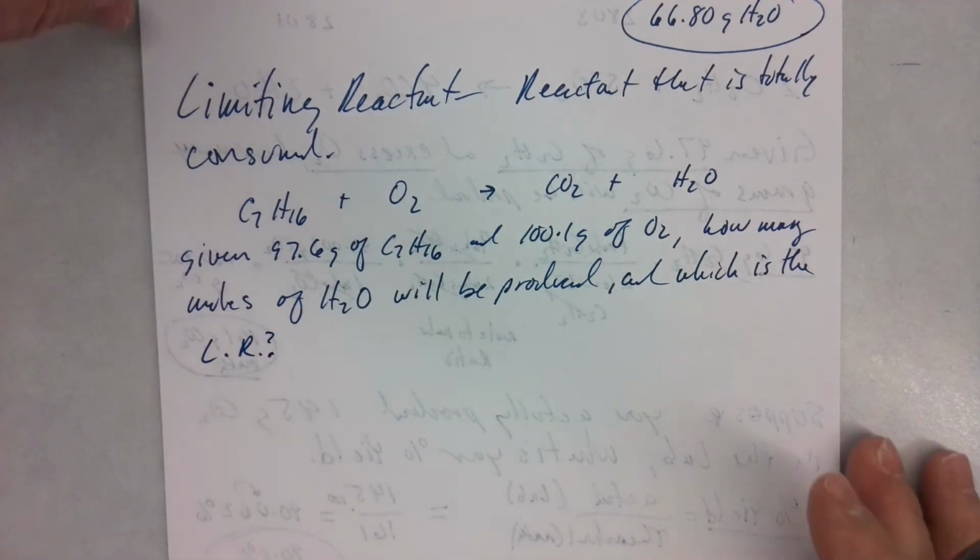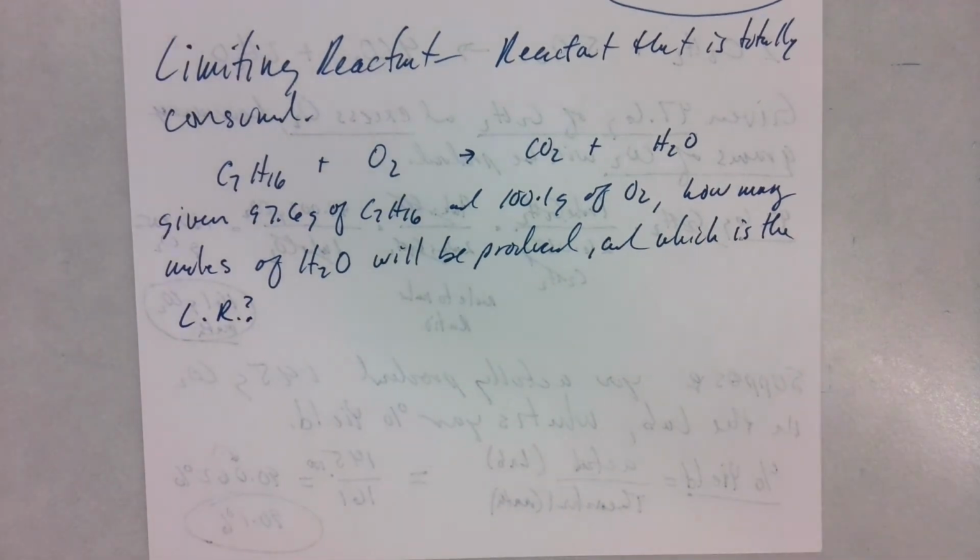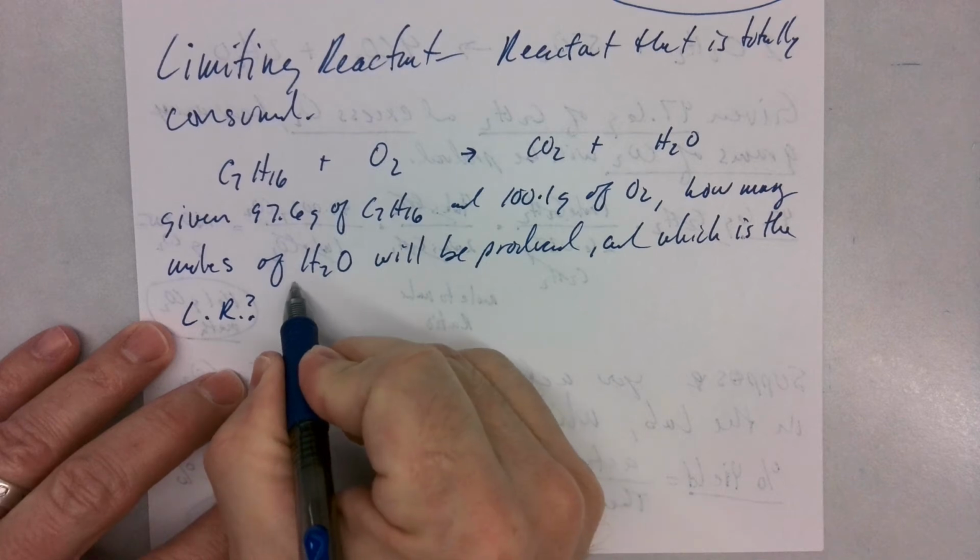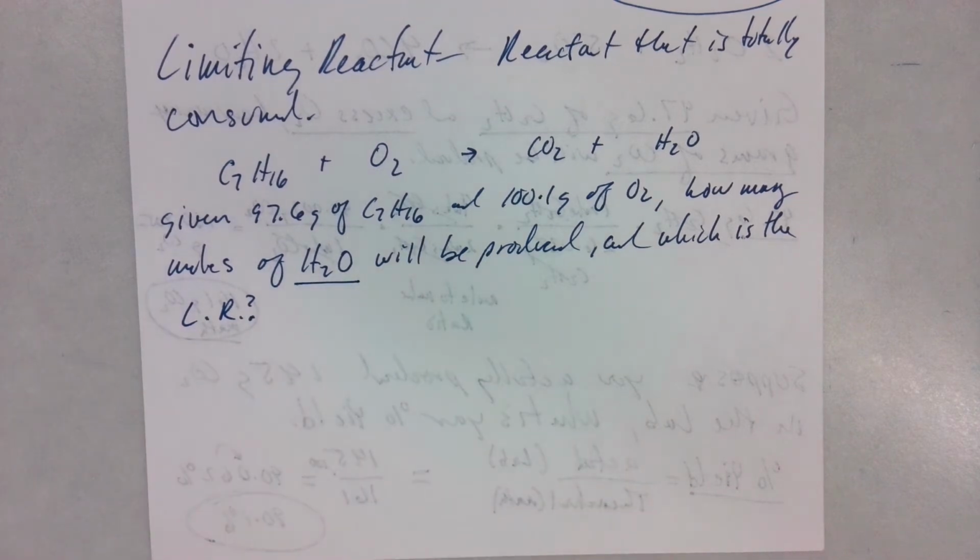Okay. Now, this is what you're going to do. We're going to basically just do exactly what we did. We're going to find out how much water is produced. Whichever one produces the least amount is my limiting reactant.